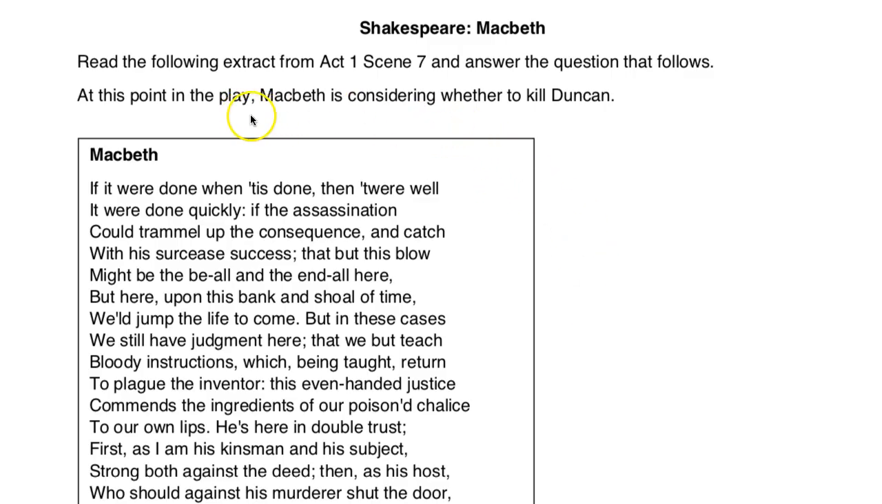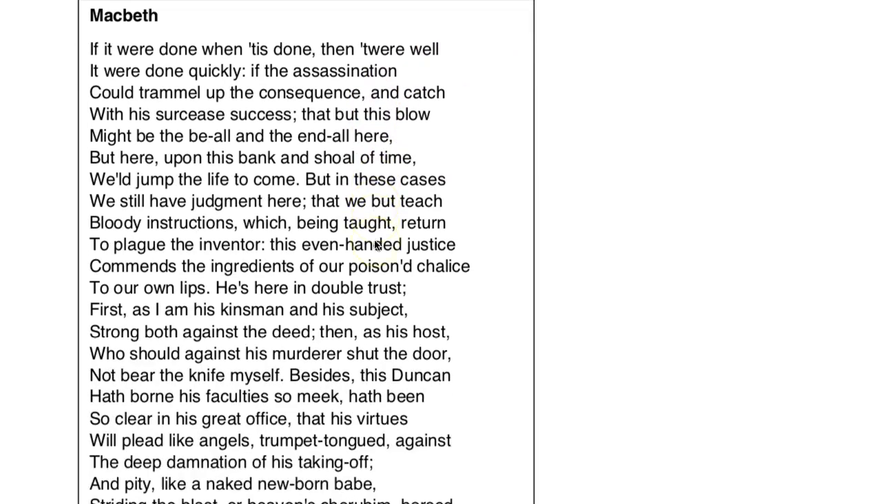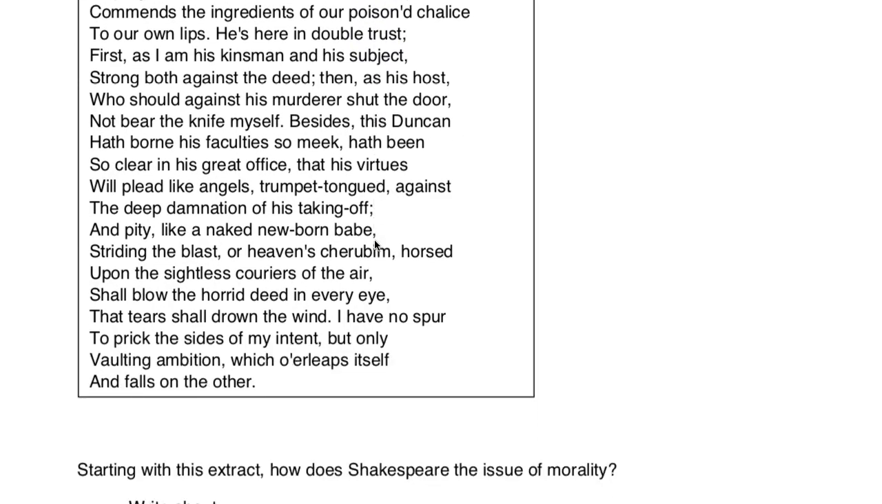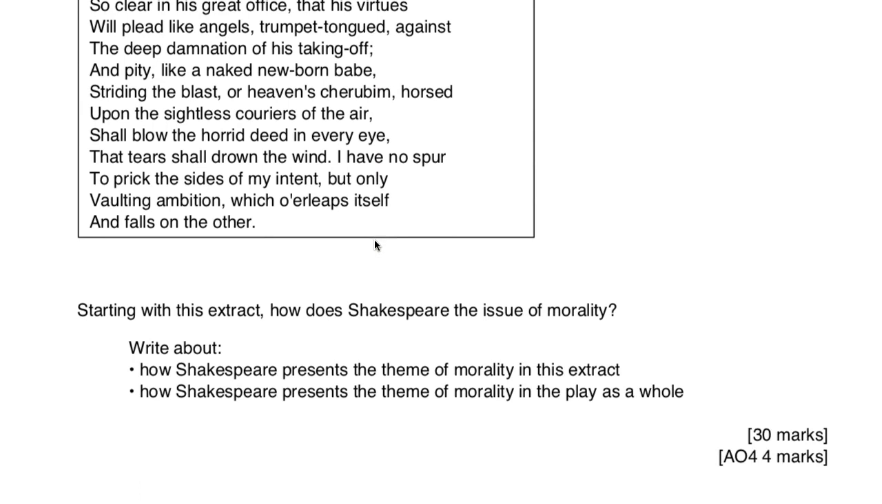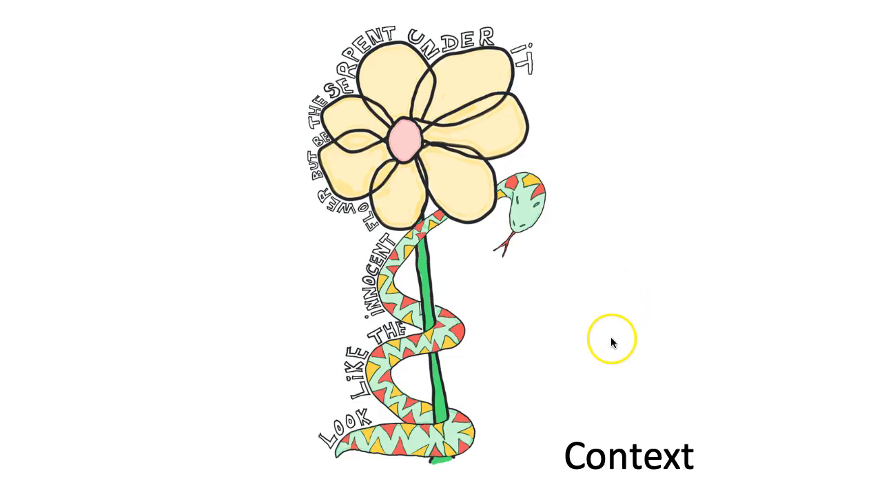Okay, our next question. Macbeth is considering whether to kill Duncan. He has that soliloquy about how wonderful Duncan is, and what a mistake it would be to kill him. And the question says, starting with this extract, how does Shakespeare explore the issue of morality? Well, obviously morality is the idea of right and wrong. Well, I've explored that idea quite fully already, but now I can take the context a little further.